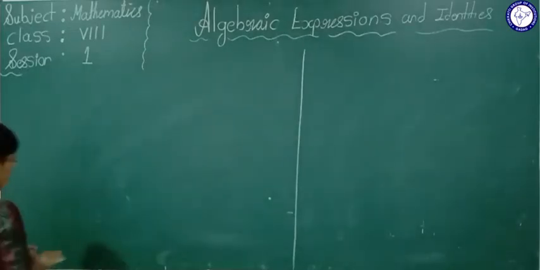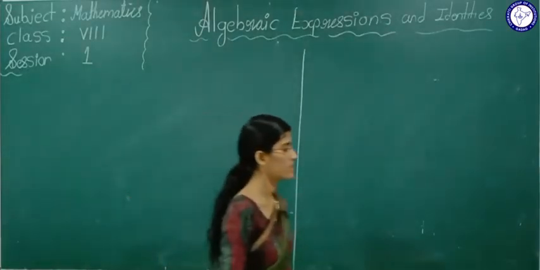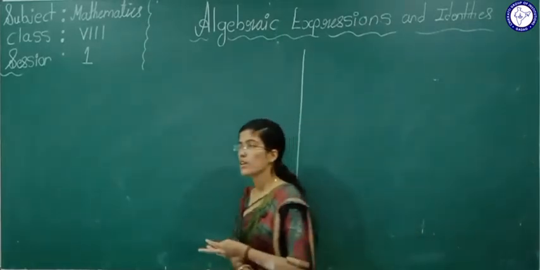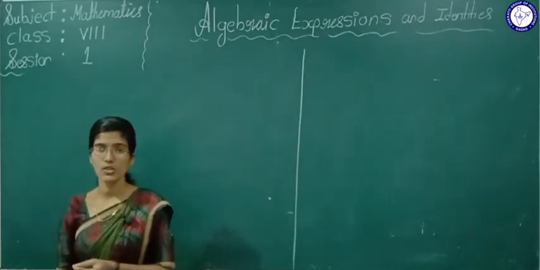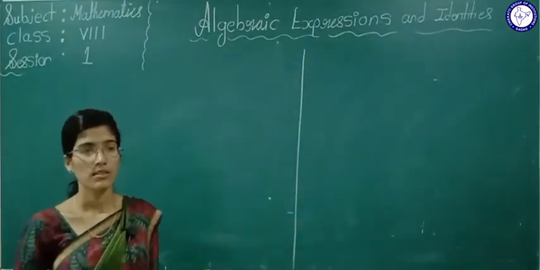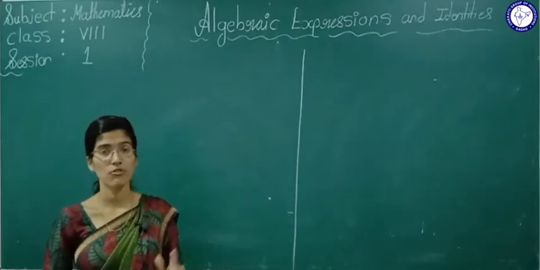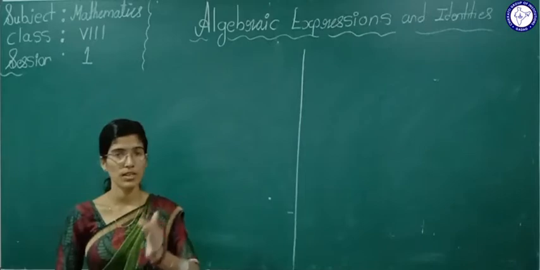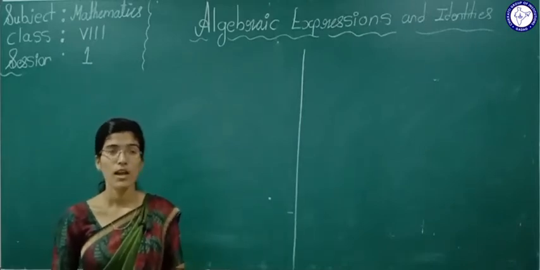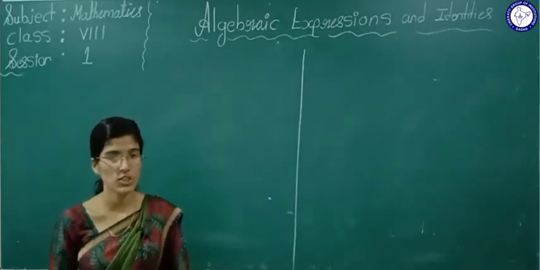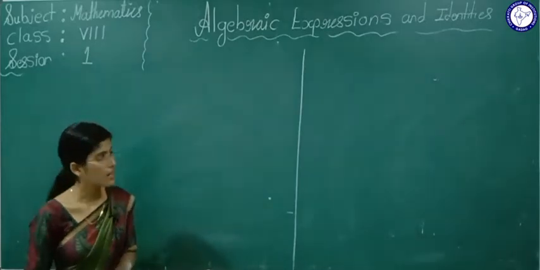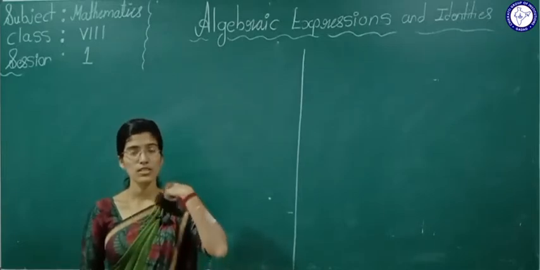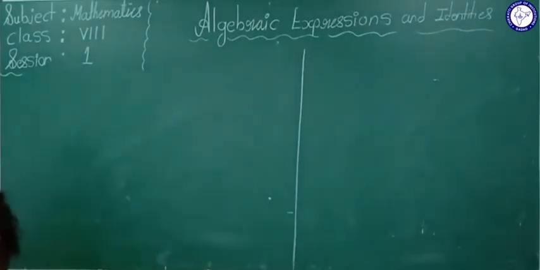See here, before going for the exercise, what have we learnt now? Algebraic expressions. What are algebraic expressions? What are the terms of an algebraic expression? Then what are the factors and coefficients? Again we have learned what is a monomial, binomial, trinomial, and what is a polynomial. And we just revised how to do the addition of algebraic expressions and how to do the subtraction of algebraic expressions. So based on this we are going to solve the exercise.